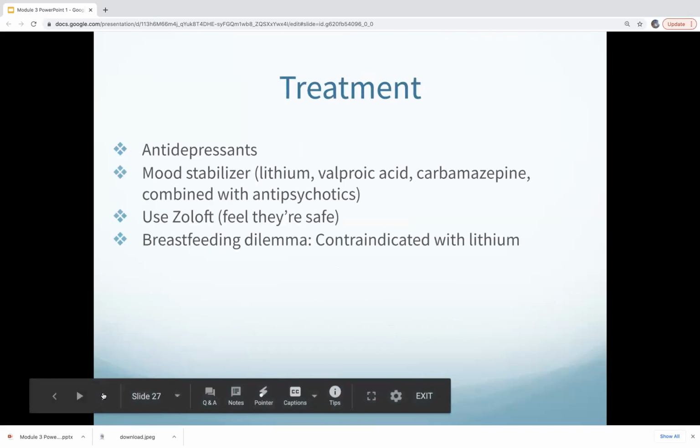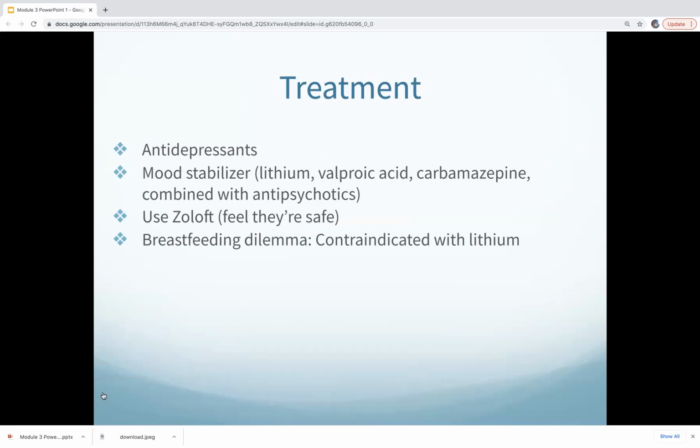Treatment depends on what's going on. Talk therapy all the way down to heavy duty medications. If she is going to be put on lithium, breastfeeding is contraindicated.